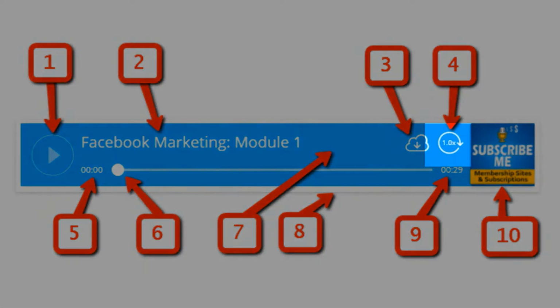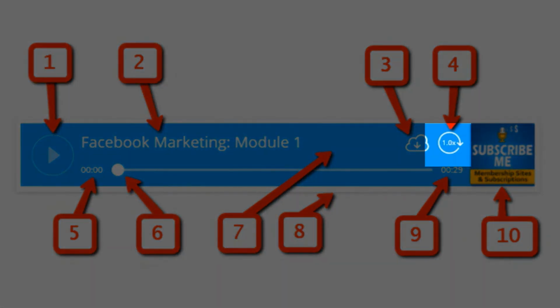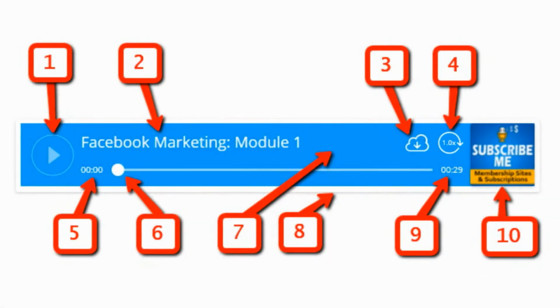Smart speed. Now this is one of my favorite features. By default, the audio plays at normal speed, but when you click on it, it speeds up playback to play at speeds of 1.5x and 2x. So you can basically listen to the same audio either 1.5 times faster, like this.